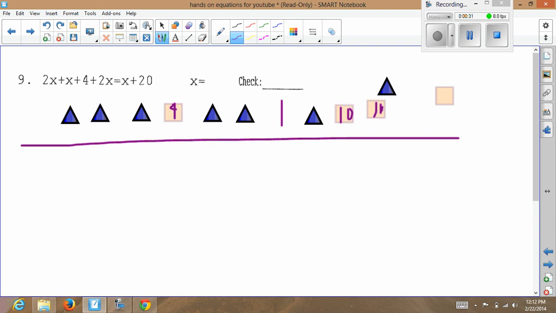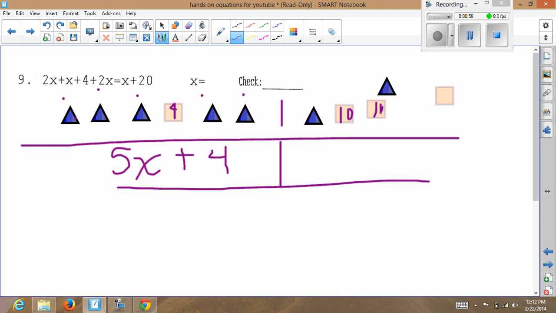Now, on the left, I notice that I've got 1, 2, 3, 4, 5 x's. So rather than having 2x plus another x plus a 4 plus 2x, I'm going to combine all of that because these are like terms. 2x and x and 2x all have the same last name. So I really have 5 x's and a 4 being equal to 1x and 20.